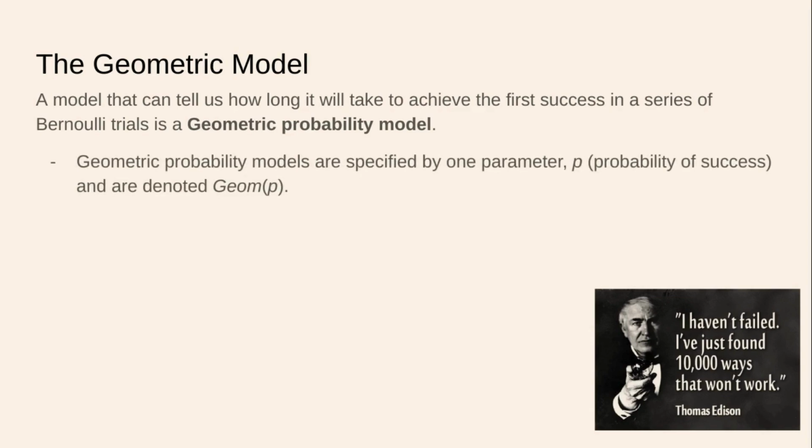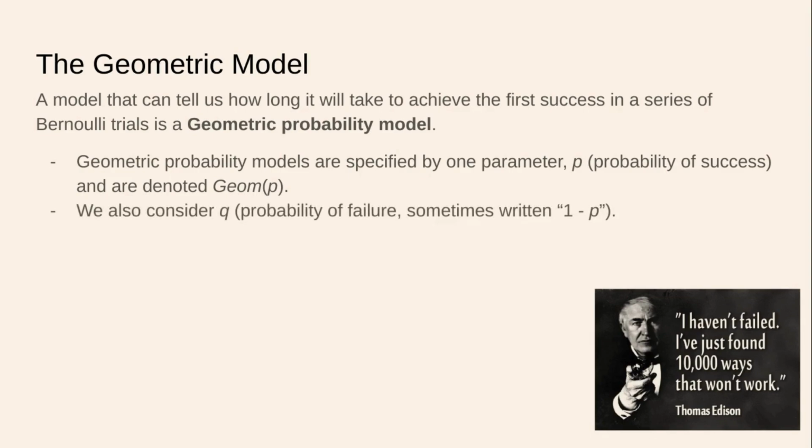The geometric probability models are specified by one parameter, right? That parameter is P, which is the probability of success. The models are denoted geometric and then probability of success. We also consider Q. Q is the probability of failure, which is the complement of success. So sometimes it's written 1 minus P instead of Q.